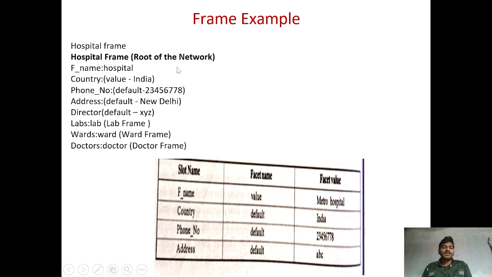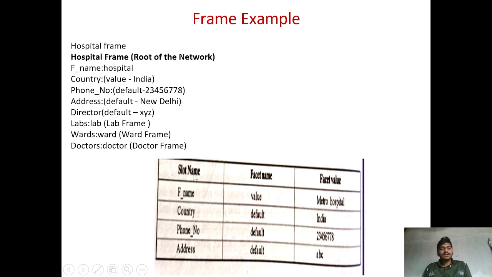Frame example. Let us take an example of a frame as the hospital frame. The first one is the hospital frame, the root of the network. The frame name is hospital, its country value is India, phone number default 234567778, and address default. The default value indicates it can have only one value, and the address is New Delhi, director default XYZ. Labs is a lab frame name. Wards is a ward, a separate frame. Labs, wards, and doctors are separate frames.